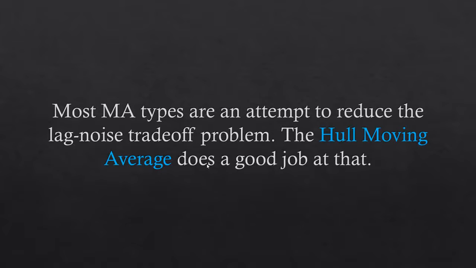Secret number 2, best moving average type. If you have been trading for a while, you probably know that there are countless types of moving averages. Most of them are a vain attempt to tweak the mathematics of MAs in order to solve this problem of the lag noise trade-off. From my experience, there's only one type of moving average that actually manages to reduce the problem of the lag noise trade-off a little bit, and it's called the Hull moving average.